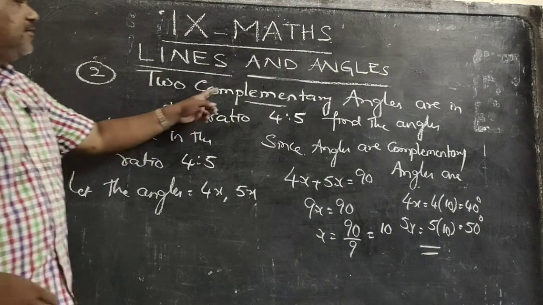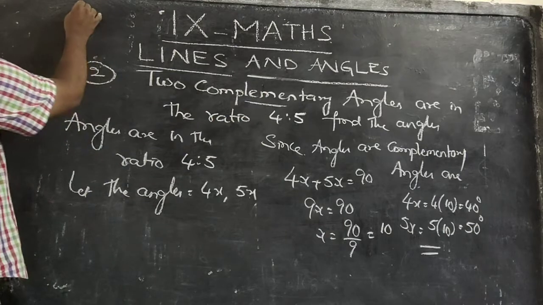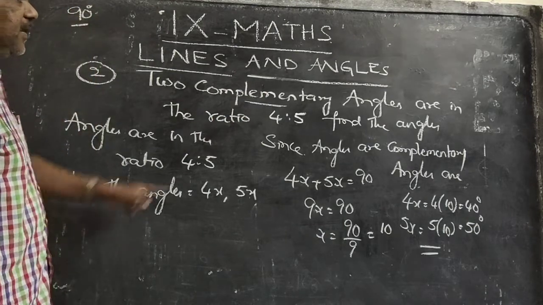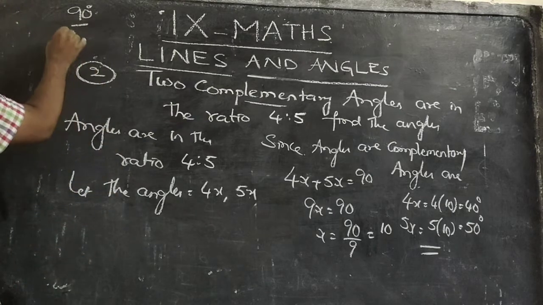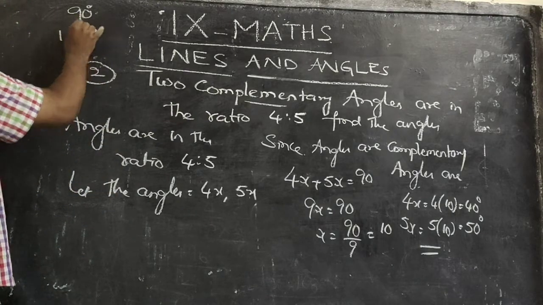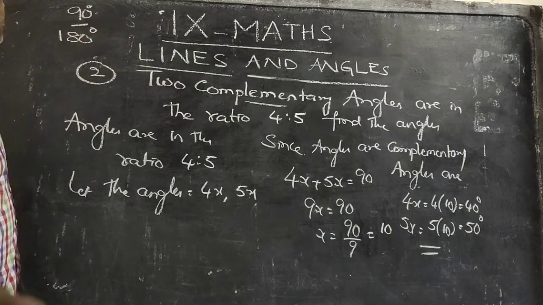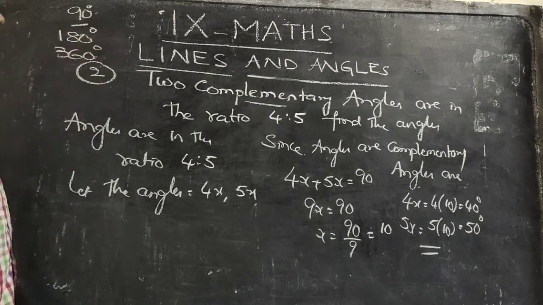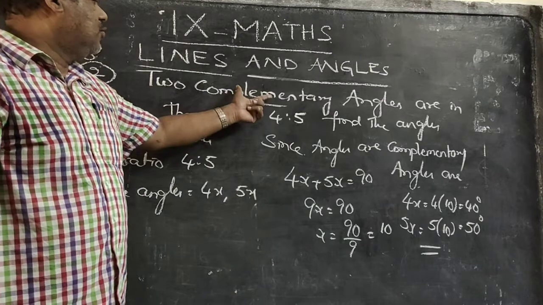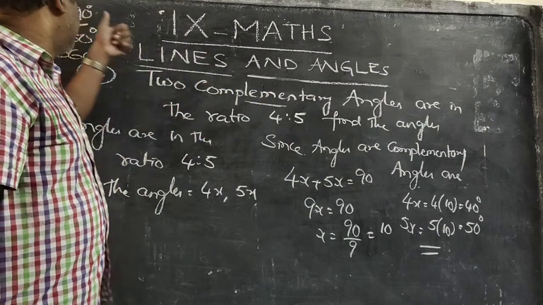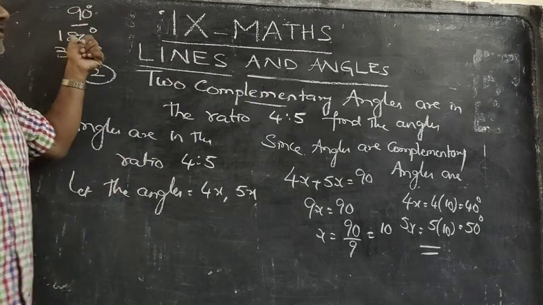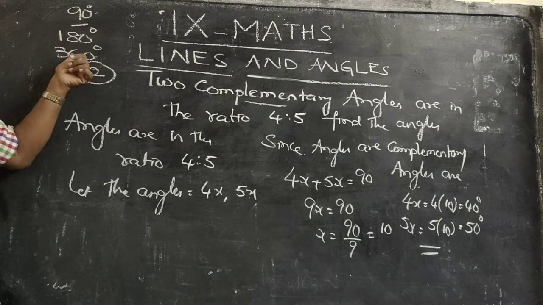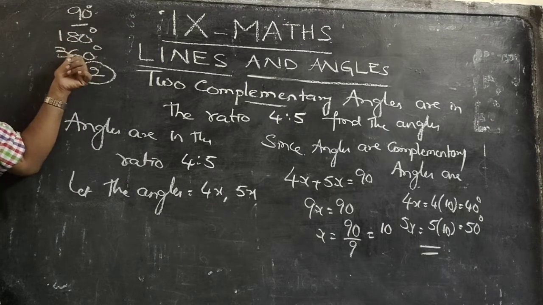So if the sum of two angles is 90 degrees, we call them complementary angles. If the sum of two angles is 180 degrees, we call them supplementary angles. If the sum of two angles is 360 degrees, we call them conjugate angles.